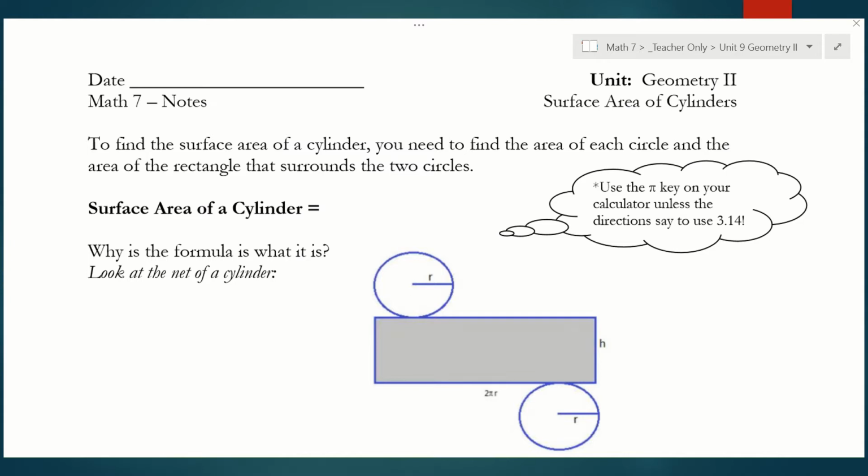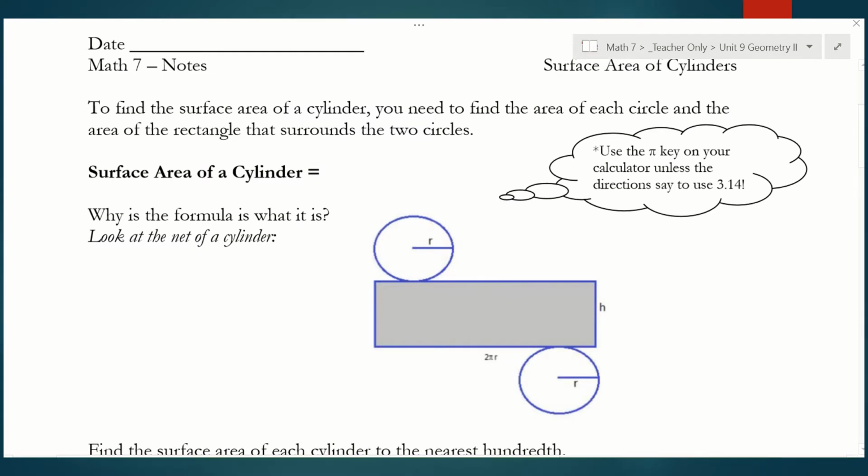It's kind of hard to visualize, but this picture that I have here shows you your two circles, the top and bottom of the can, and then when you unroll that label around the can, it turns into a rectangle. So a cylinder is made up of two circles and a rectangle. This picture is called a net. A net is when you take a three-dimensional shape and you lay it flat. It's kind of like unfolded, so it's easy to see what makes up that three-dimensional shape.